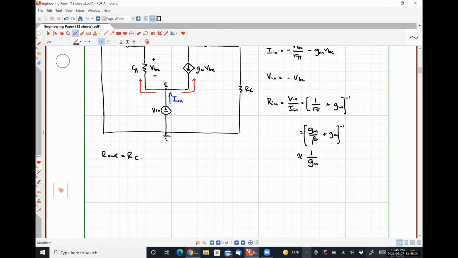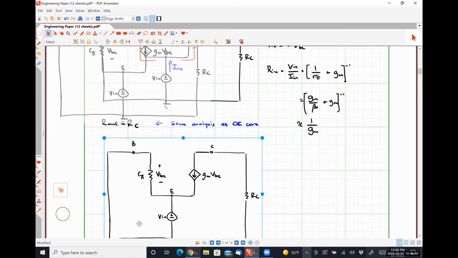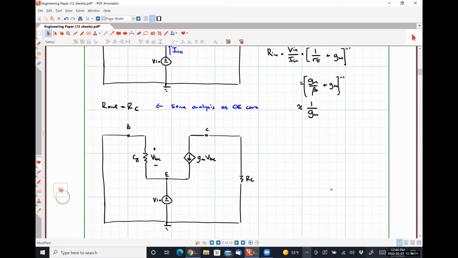So R out is equal to RC, and I'm just going to put here same analysis as common emitter, so that you can refer back to that analysis in your notes if you need to verify it for whatever reason. And then we're going to move along to our voltage gain. So for our voltage gain relationship, I need to actually label what V out is. The output voltage is taken at the collector terminal with respect to ground. So it's simply the voltage drop over the resistor RC.